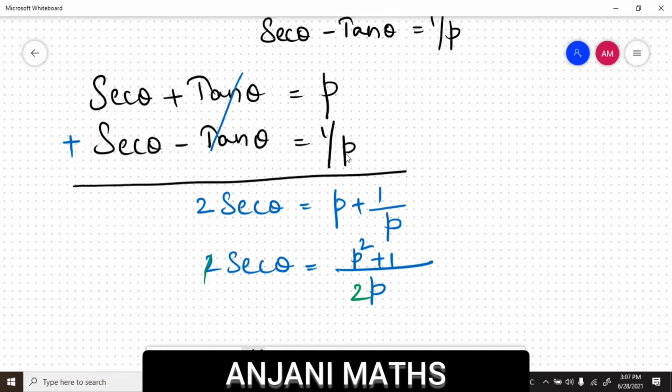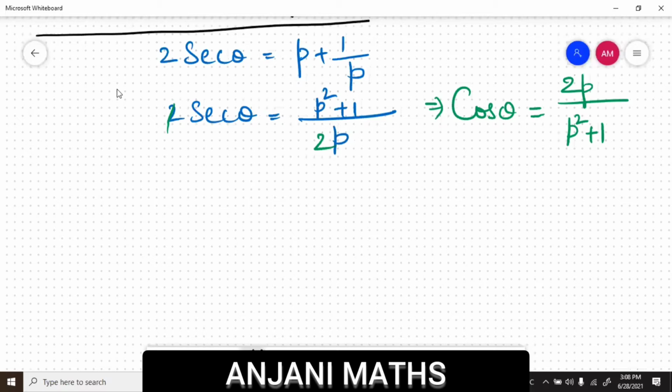So from that, what will be cos theta? Cos theta is the reciprocal of that. Reciprocal means 2P by P square plus 1. So what is the basic definition of cos theta? It's adjacent side by hypotenuse. We can solve this problem in 2 ways from here. We can consider the Pythagoras theorem and find the opposite side, or I want to discuss a very simple one here.